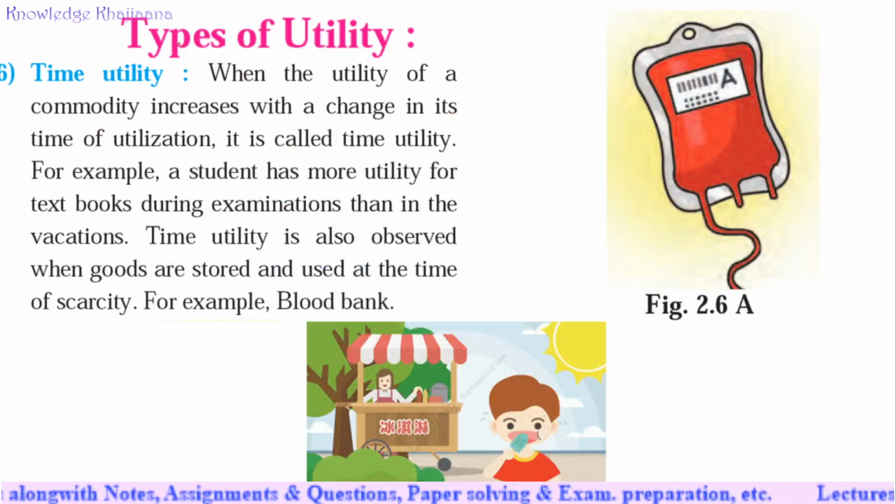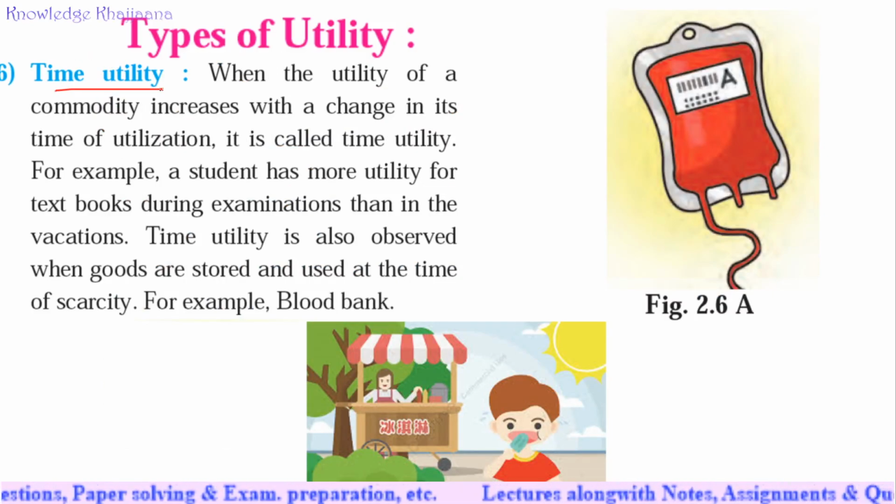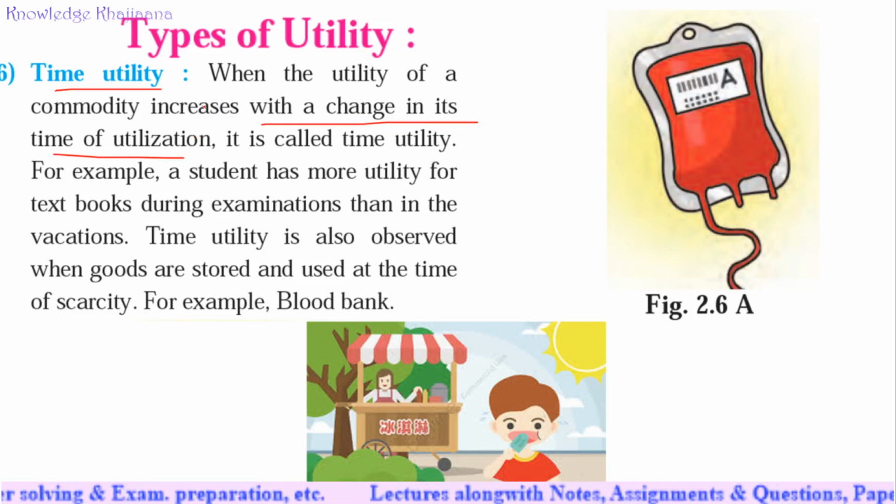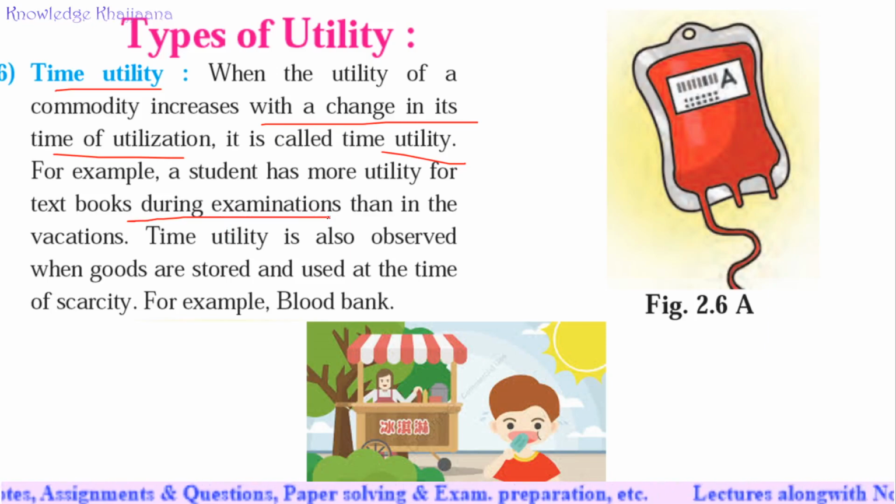And the last utility is time utility. When the utility of a commodity increases with a change in its time of utilization, it is called time utility. For example, a student has more utility for textbooks during examinations than in the vacations. Do we read the books in the vacations? No. So we have more utility during the examinations.